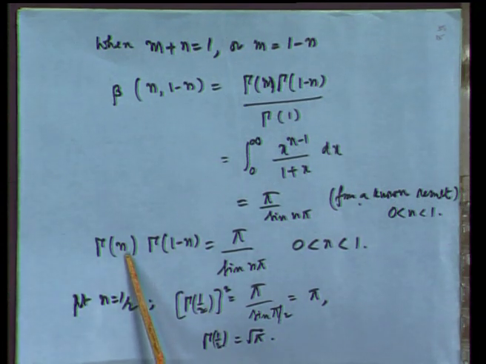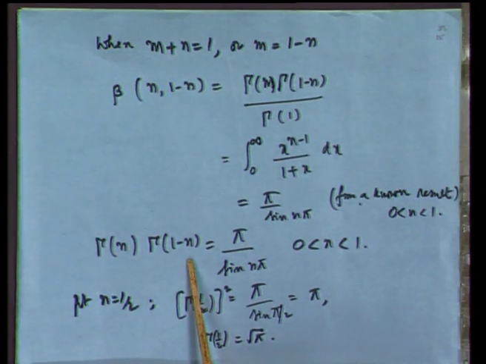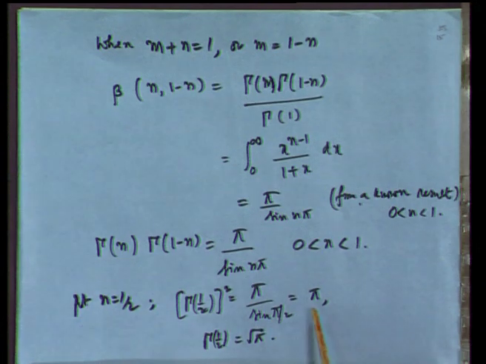When n equal to half, this will be gamma half into gamma half, that is gamma half whole square, equal to pi by sin n pi. When n is equal to half, it is simply sin pi by 2, which is equal to 1, hence it is equal to pi. So, gamma half is root pi.